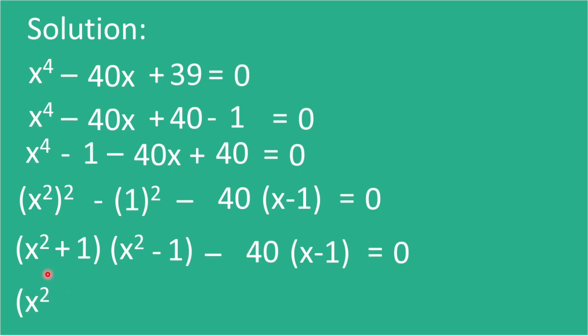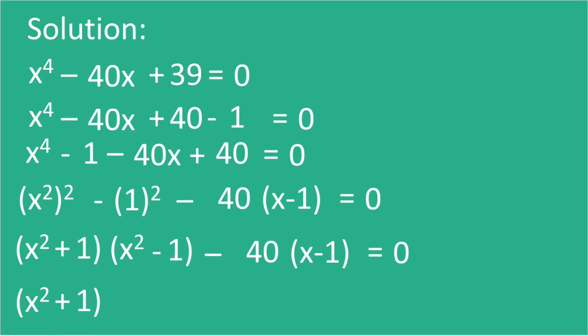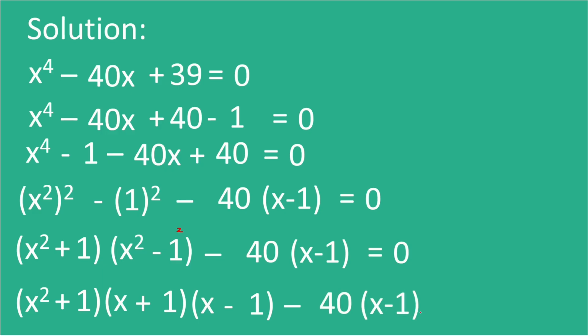In the next step, we have (x² + 1) into (x² − 1). This x² − 1 can be written as x² − 1², which is equal to (x + 1)(x − 1), because we have used the algebraic identity a² − b² = (a + b)(a − b). And then here, − 40(x − 1) = 0.